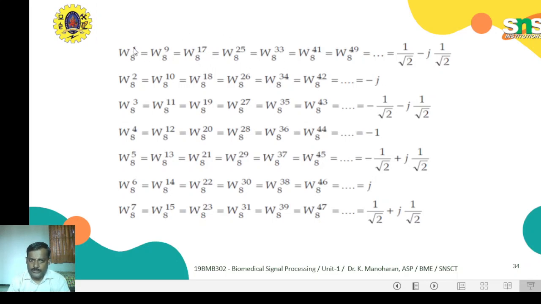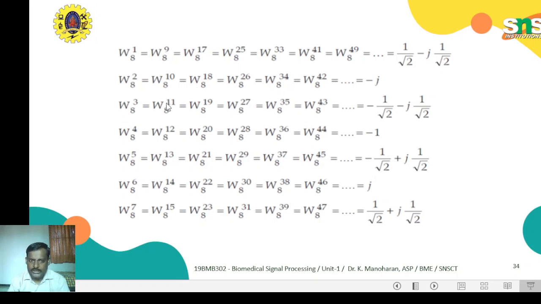If you substitute these values, we get cos 45 minus j sin 45. So that will be 1 by root 2 minus j 1 by root 2. Similarly W2 of 8 and W10 of 8, these values we get as minus j.